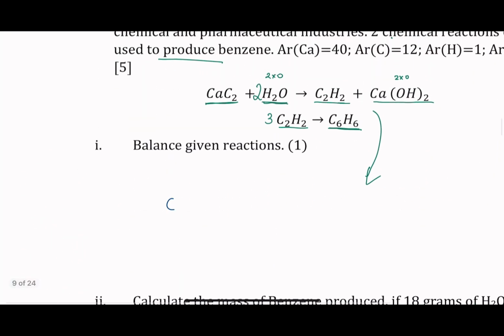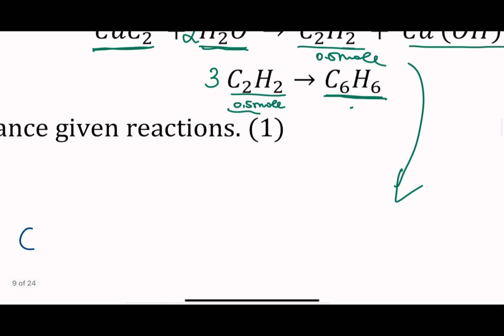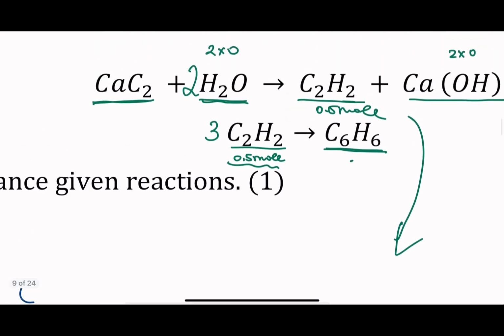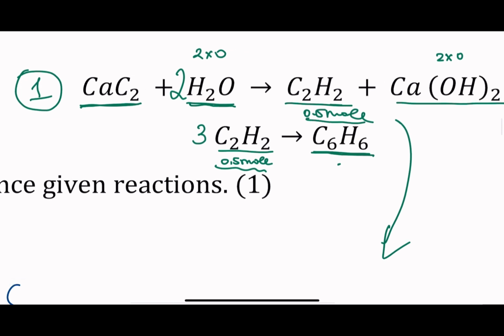So now that you have the C2H2, which is 0.5 mole, you know that 0.5 mole goes in here because we're going to use it as a reactant for our second reaction, right? In the first reaction, we got it as a product, and then we used it as a reactant for our second reaction, okay? So this is a tricky part of this.